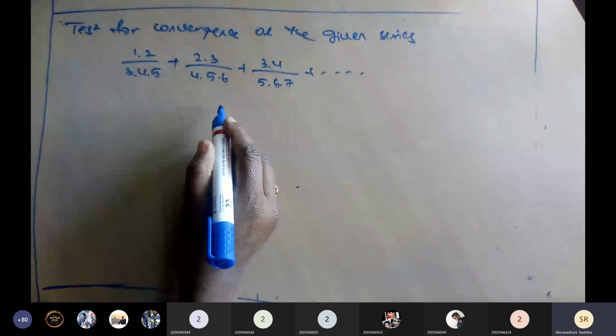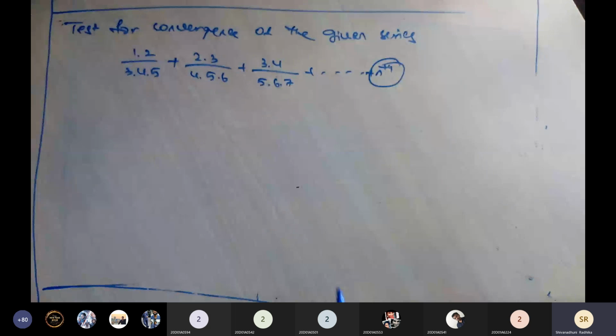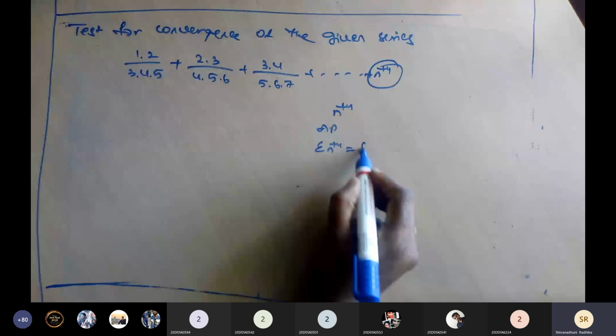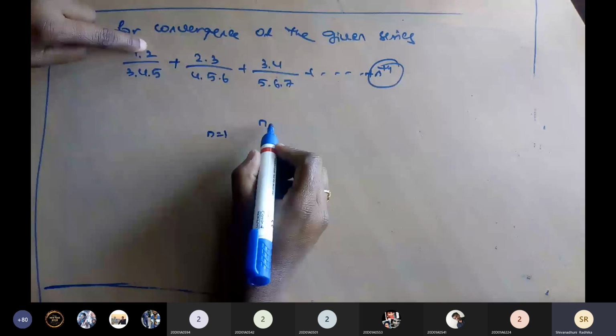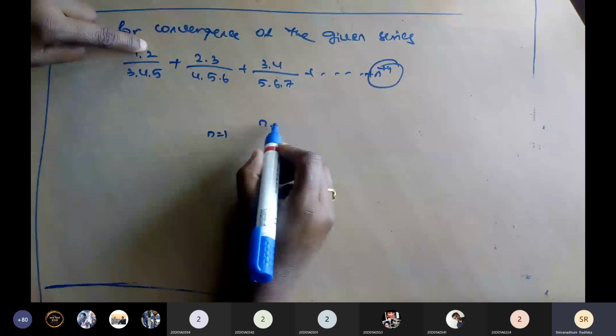Now first of all we can write the nth term. We can find out the nth term, then obviously apply summation. Summation of the nth term is the series, which is the infinite series. Is it clear? Now for that purpose, first of all I am going to take n equals 1. Now n into n plus 1 is 1 plus 1, which is 2, and here 3 we get.